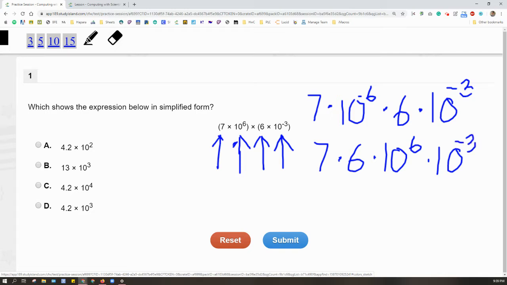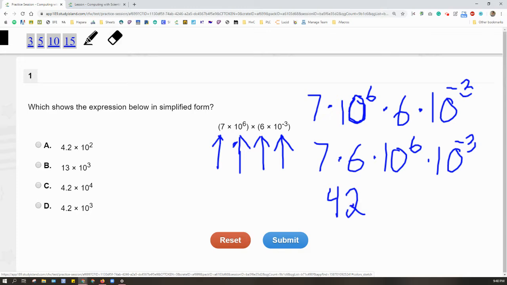Now, I apologize if this looks like the negative sixth power. It's not to the negative sixth power. It's just my writing utensil isn't working that great. It's a positive 6 right there. So we have 7 times 6 times 10 to the sixth times 10 to the negative third. So hopefully you know 7 times 6 is simply 42.